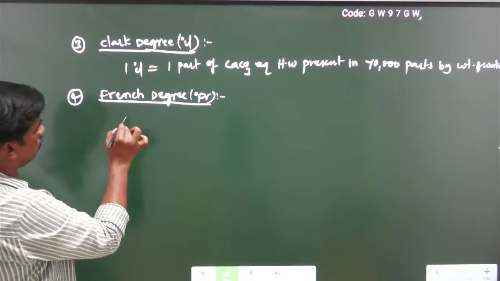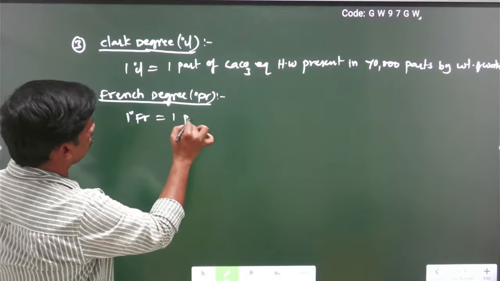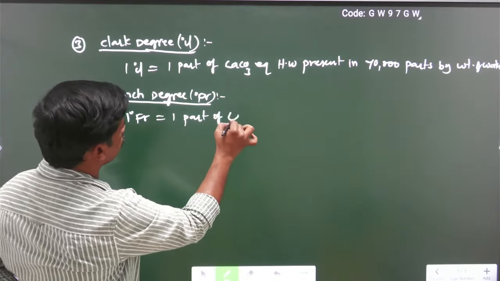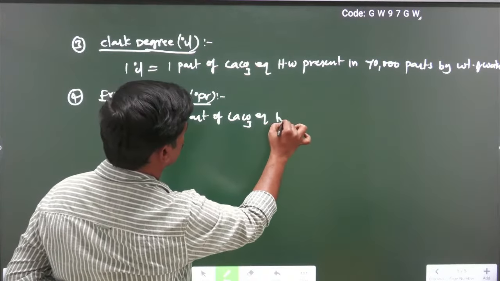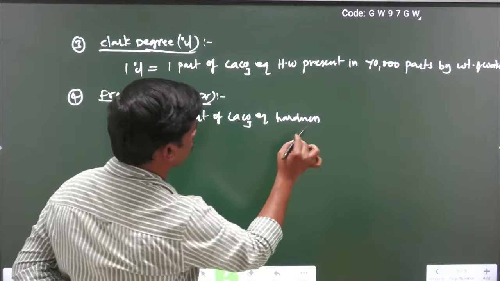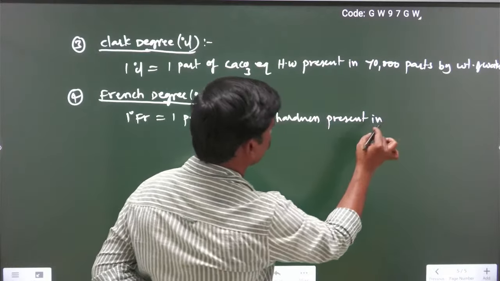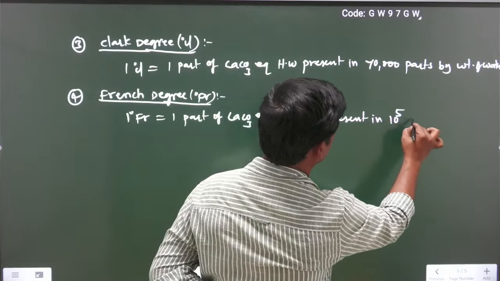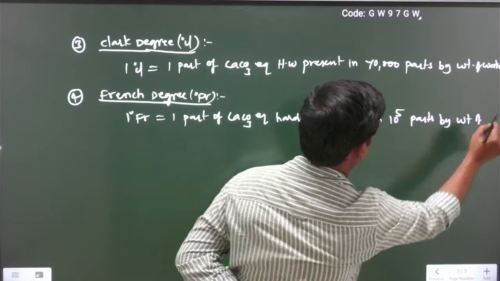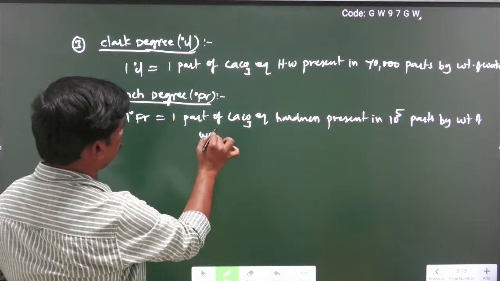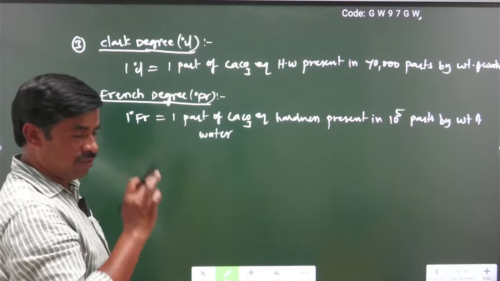Here is the French degree definition. 1 degree French is equal to 1 part of CaCO3 equivalent hardness present in 10 to the power of 5 parts by weight of water. This is said to be one French degree.